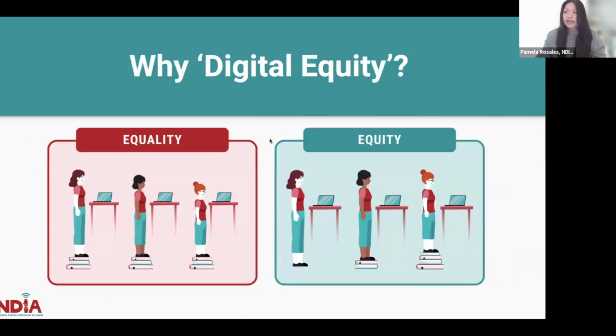And so why are we focusing on the word equity? That is because the word equity acknowledges that systemic barriers exist and must be addressed when we're looking to achieve equity for all communities.